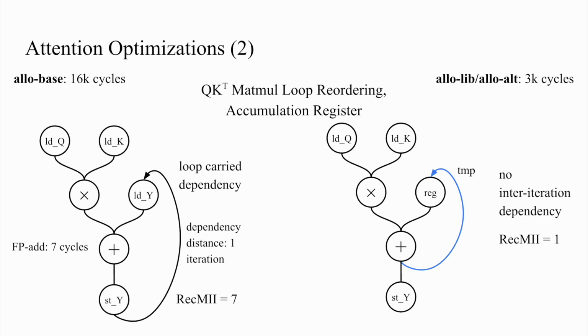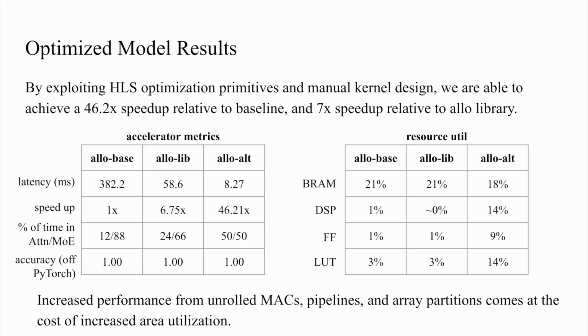While these were only some of the optimizations we implemented to see our max speedup, all other changes followed similar design principles. As a result, by exploiting HLS optimization primitives and manual kernel design, we are able to achieve a 46.2x speedup relative to baseline and 7 times speedup relative to Allo library, as shown in the tables. That includes performance from unrolling, max pipelines, and every partition comes at the cost of increased area utilization.